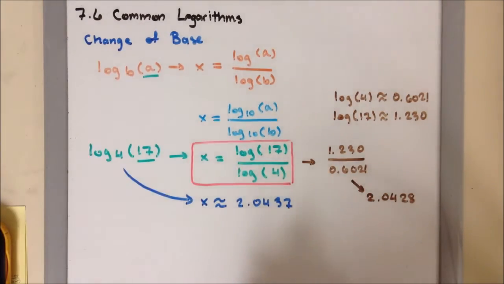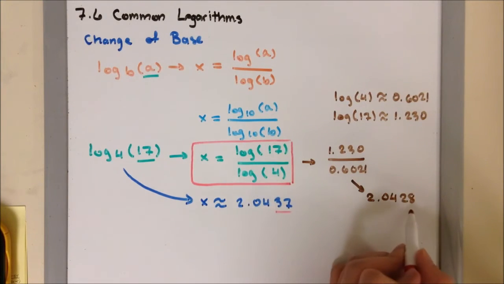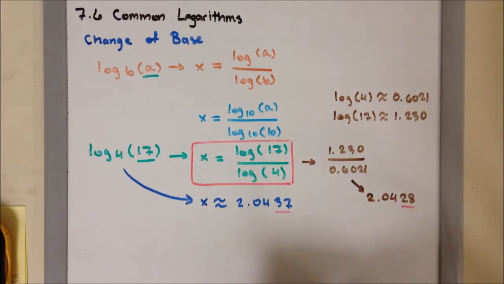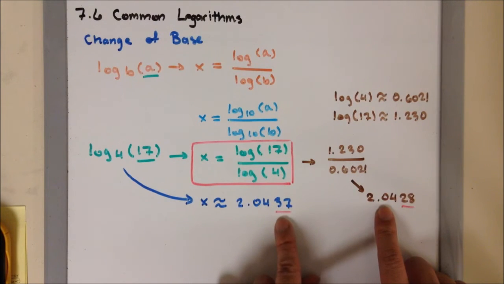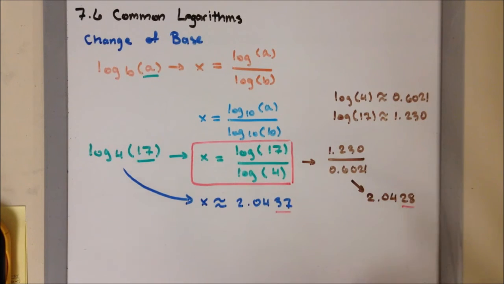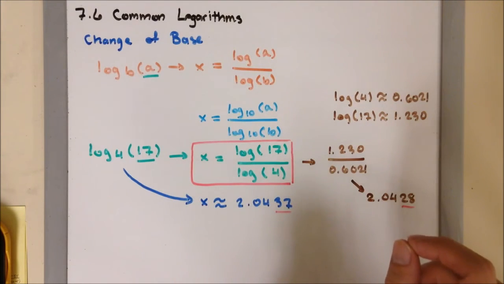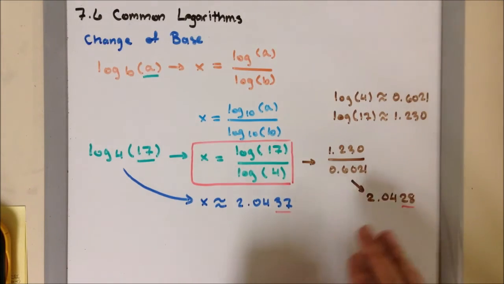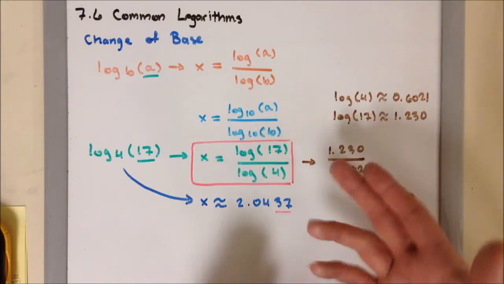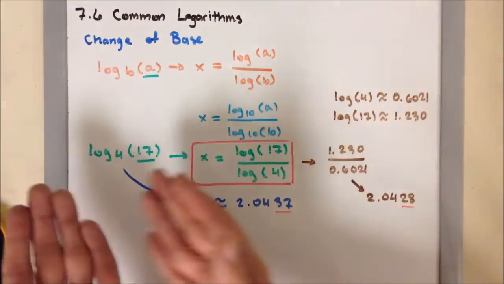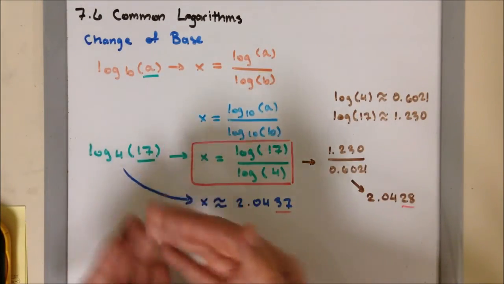Now, the last two digits are a bit different, but it's pretty close because we have 2.04, here we have 37, here we have 28. So the difference was 0.0009, which is okay. That's a very small number, meaning a very small difference. So when you try to evaluate log of 4 or log of 17, that is not exactly the same as log base 4 of 17.